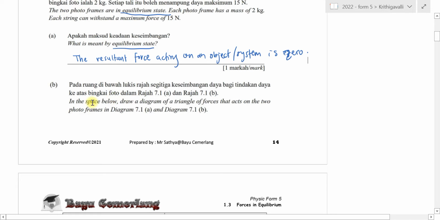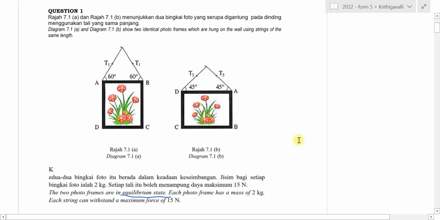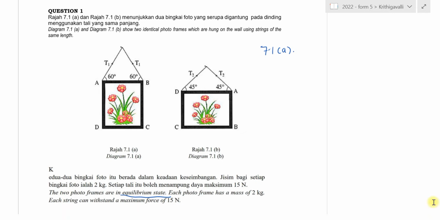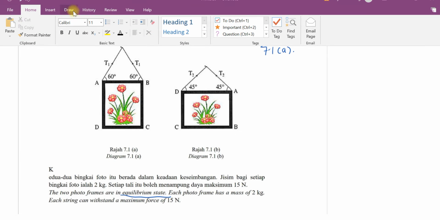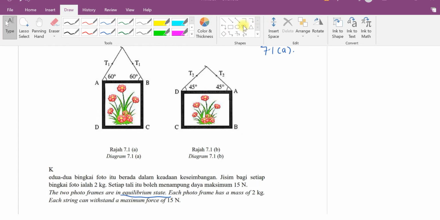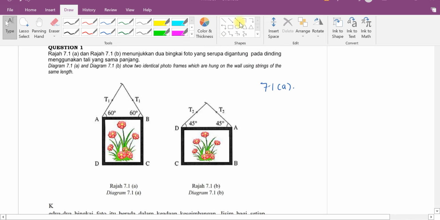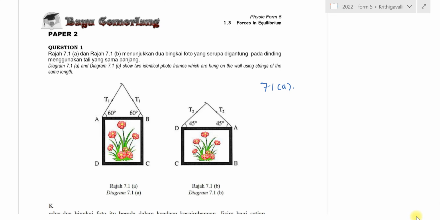And then in the space below, draw a diagram of triangle of forces that act on the two photo frames in 7.1a and 7.1b. All right. Okay, just use the space here for 7.1a. So we try to sketch out a triangle here. I'm going to paste the shapes one by one, so it will take time. So I just paste and then show you the answer, or I just draw the shape only. It will take time to paste these auto shapes.